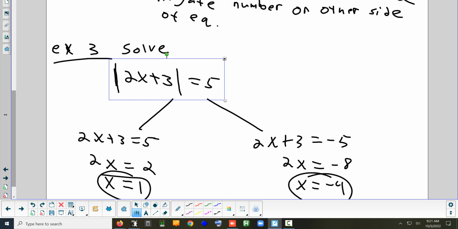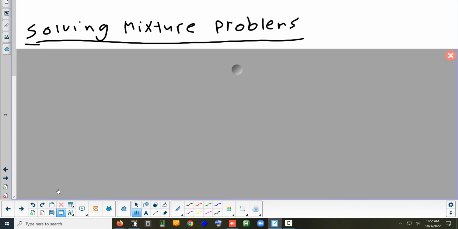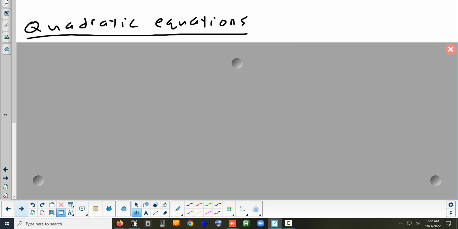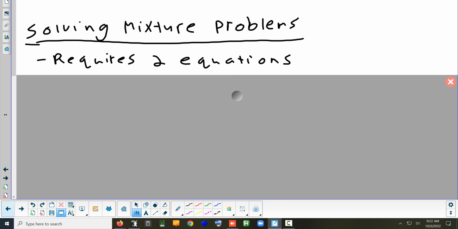All right, so before we look at quadratics, one more thing we're going to look at with linear. Then we'll finish with quadratics. So linear has one more type of problem, and that's called a mixture problem. The idea in a mixture problem is you have to set up two equations, kind of like absolute value. You're going to set up two, and then you're going to solve.